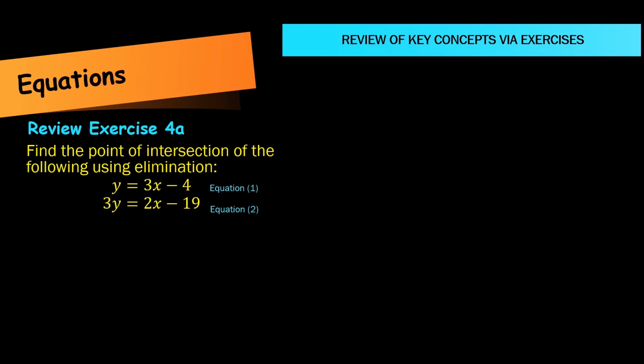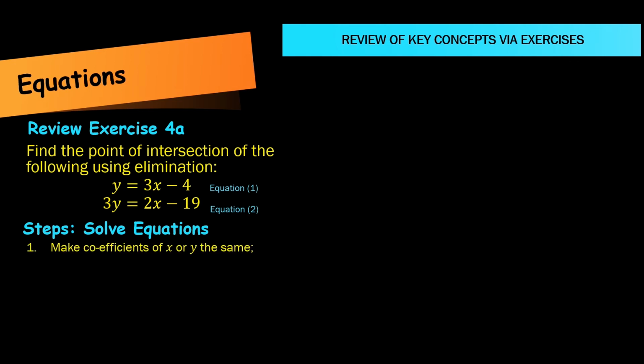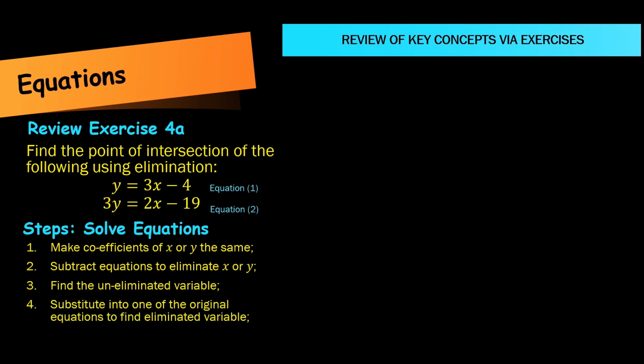So in order to solve simultaneous linear equations, we either make the coefficients of x the same or the coefficients of y the same. Then subtract the equations to eliminate x or y. Find the uneliminated variable and then substitute into one of the original equations to find the eliminated variable. And finally, check the values of x and y in the other equation. So let's solve review exercise 4a.